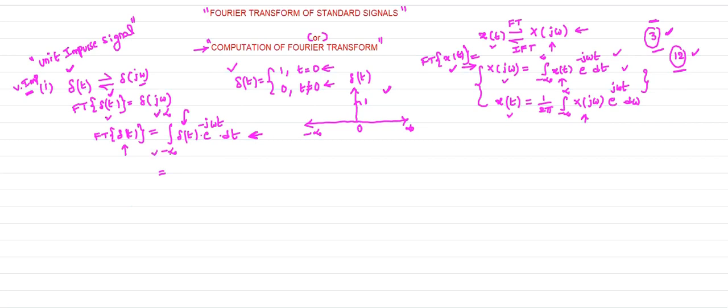If you observe, here the signal e power minus j omega t is multiplied by the impulse function. Whenever any signal is multiplied by the unit impulse function, we can get the value of this function only at time t equal to 0. The reason is that the impulse function is defined only at t equal to 0. For t less than 0, that is from minus infinity to 0, its value is 0. For t greater than 0, that is from 0 to infinity, its value is also 0.